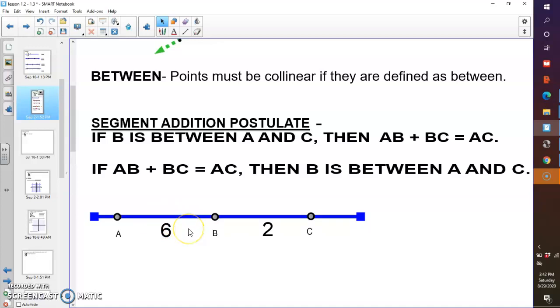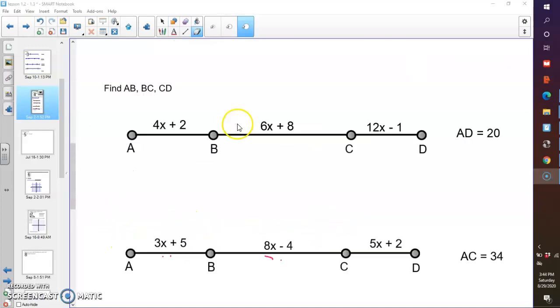So this is the segment addition postulate. We use it quite often in the first couple of chapters of the year. And that's AB plus BC equals AC, or whatever letters you want to use. If this was a D and this was an F and this was a Q.